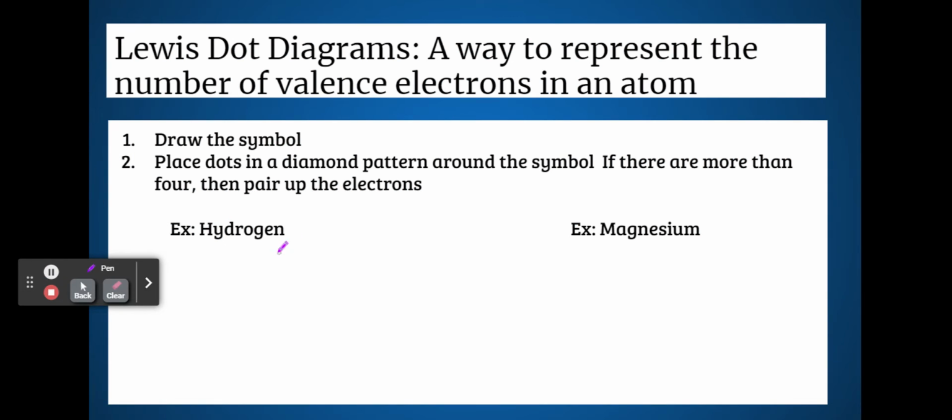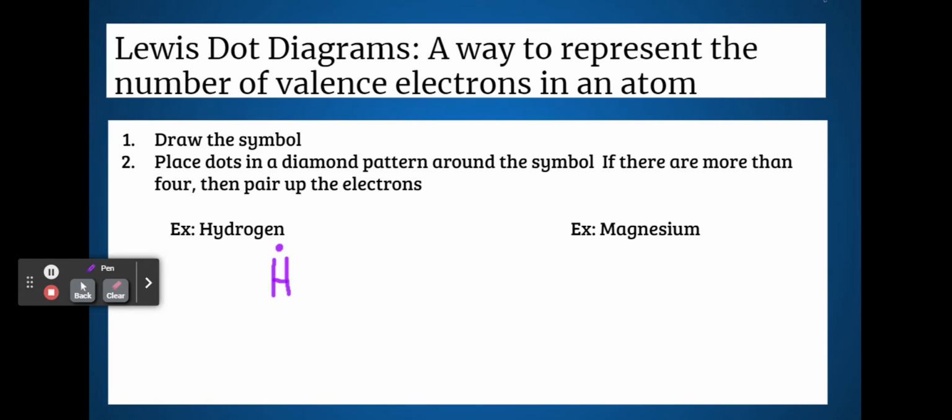So let's say I'm going to draw the Lewis dot diagram for hydrogen. I am going to look at my periodic table and realize that hydrogen has 1 electron and is in group 1, so it has 1 valence electron. Its symbol is H. So I draw H just like this. And it has 1 valence electron, so it's just that simple. There's the Lewis dot diagram for hydrogen.